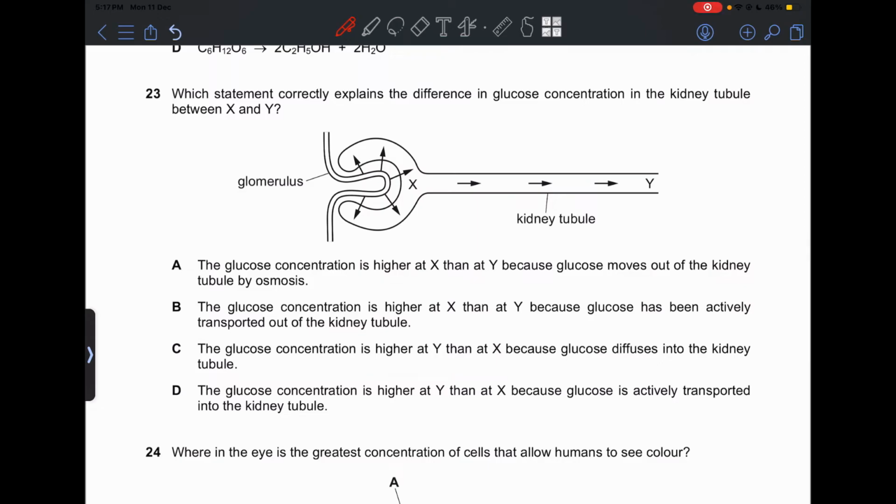23. Which statement correctly explains the difference in glucose concentration in the kidney tubule between X and Y? So A tells us that the glucose concentration is higher at X than Y because glucose moves out of the kidney tubules by osmosis. This is actually incorrect. It does not move out by osmosis. B says that the glucose concentration is higher at X than Y because the glucose has been actively transported out of the kidney tubule. So this is actually the correct statement, because we know that there is active transport, not osmosis. So our answer is going to be B.